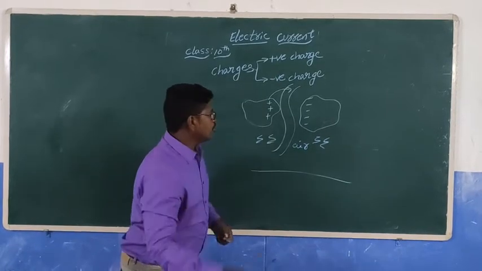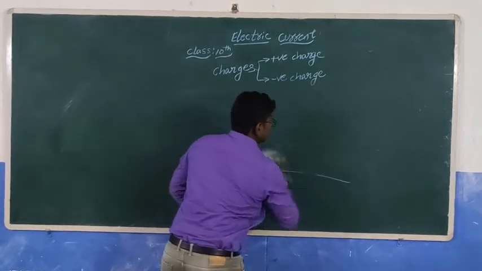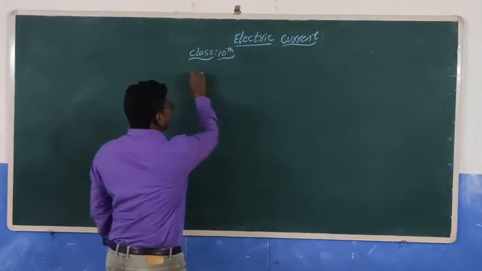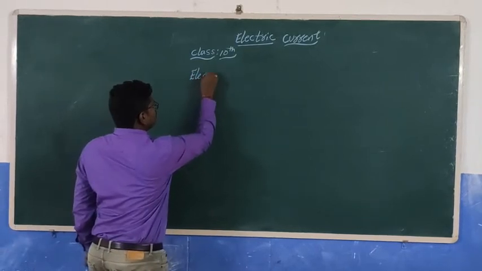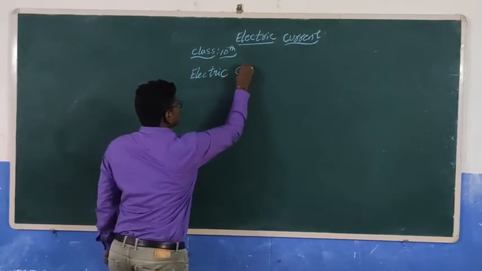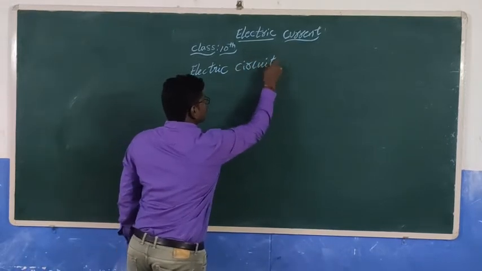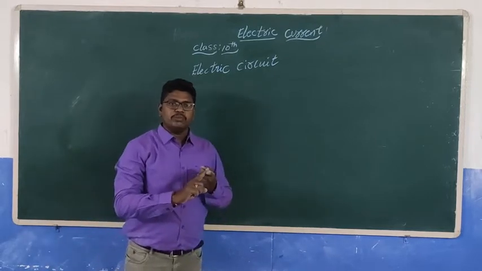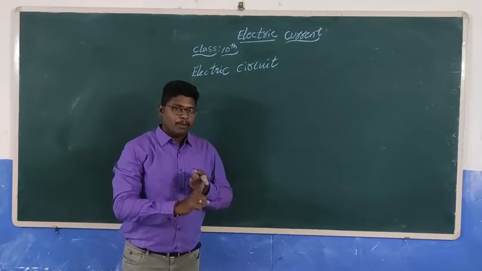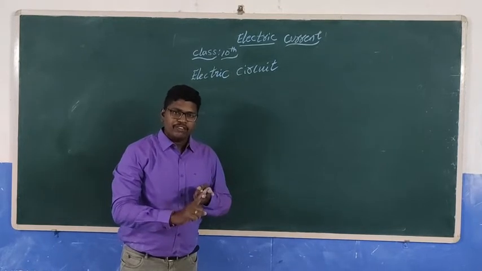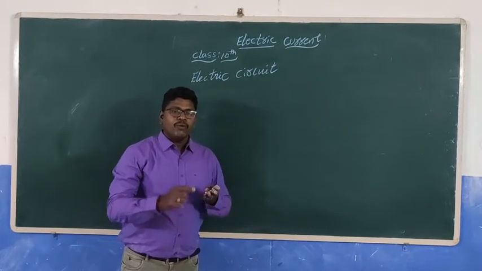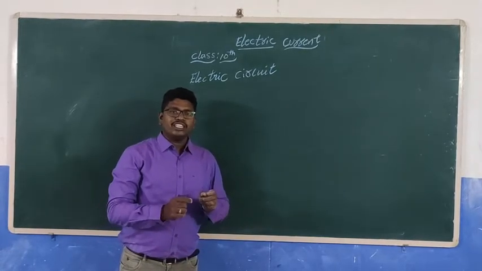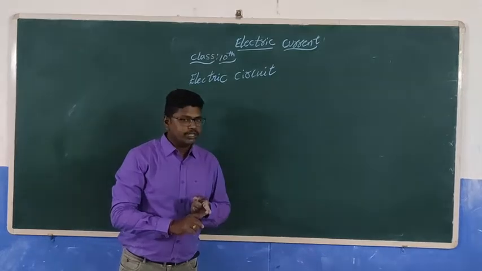Next let me discuss electric circuit. In 7th class we discussed the electric circuit. An electric circuit generally needs a bulb or LED, connecting wires, a battery and a key. Combining all of these, we call it an electric circuit. If the circuit is open, the bulb does not glow.